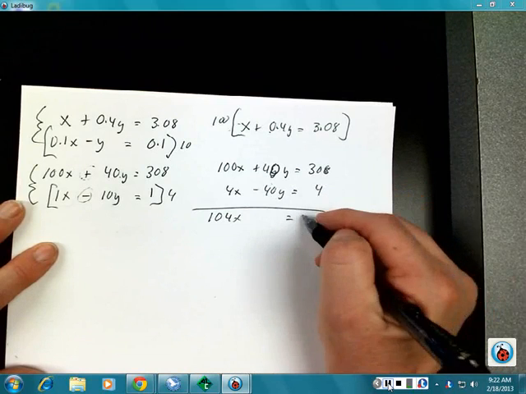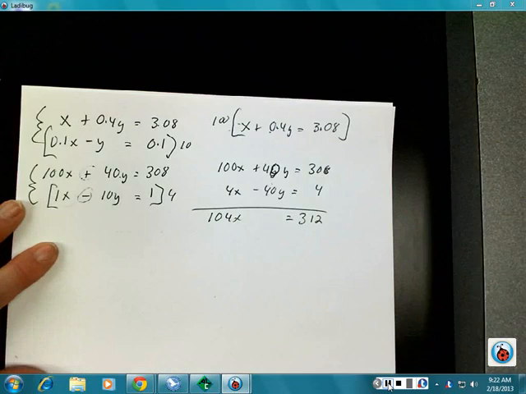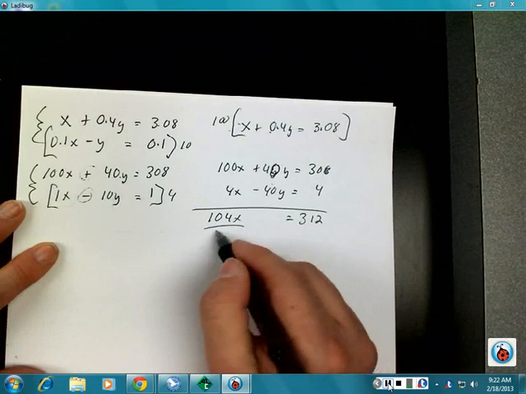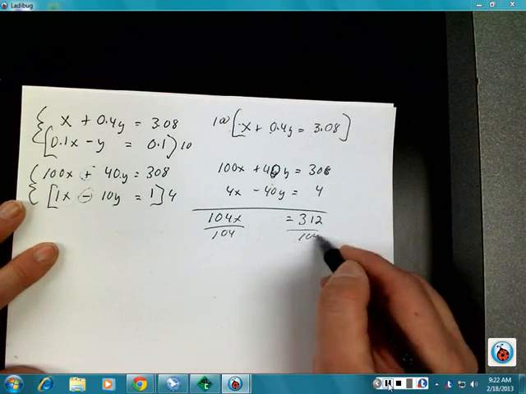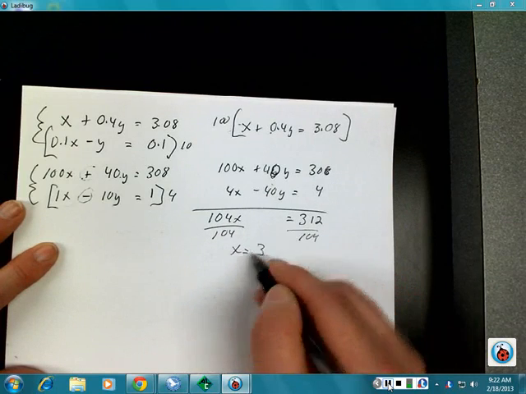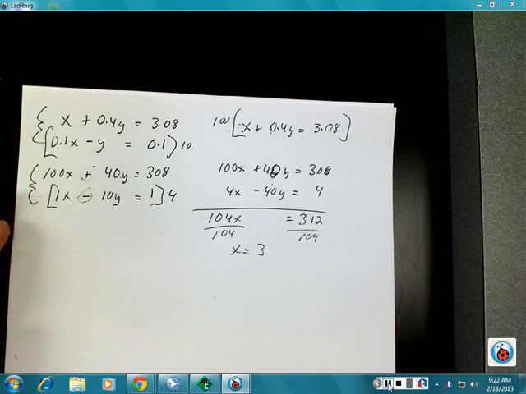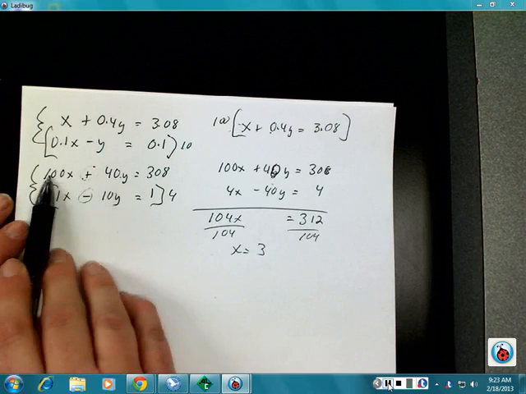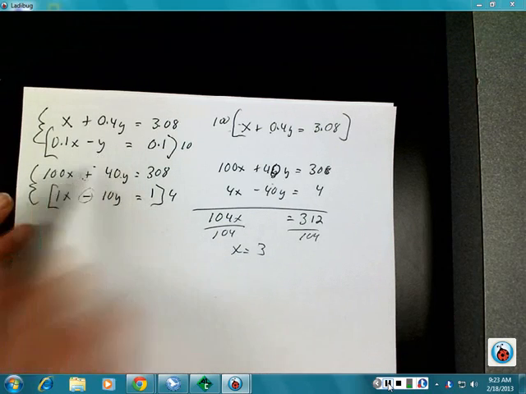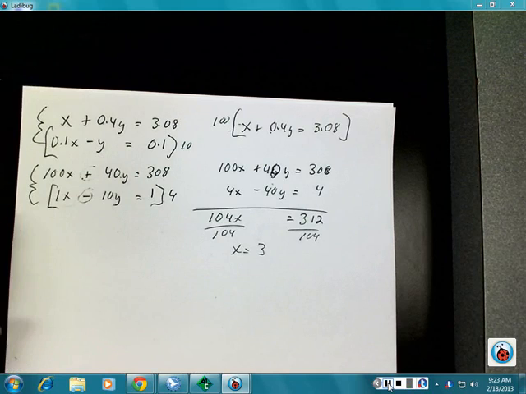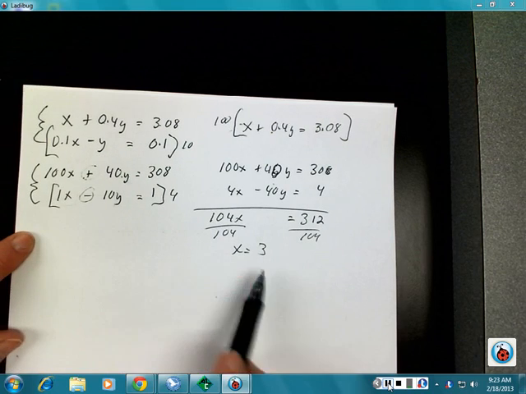308 plus 4 is 312, I think, right? Divide by 104. And I find x is equal to 3. Plug 3 back in. Where do I want to put 3 back in at? Top one or the bottom one? Up here, or down here, or over there? Where do you want to put it? I'd just stick it in the bottom one here.